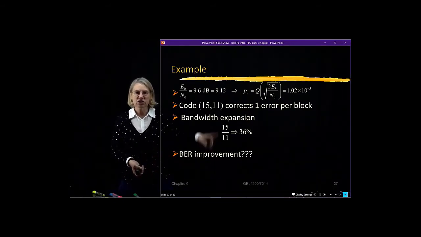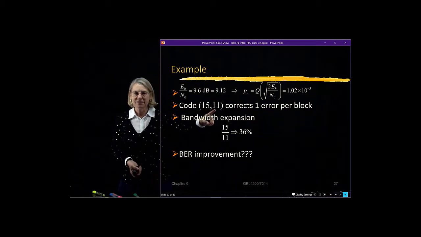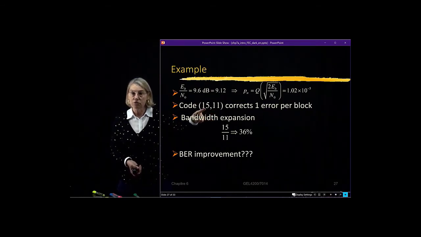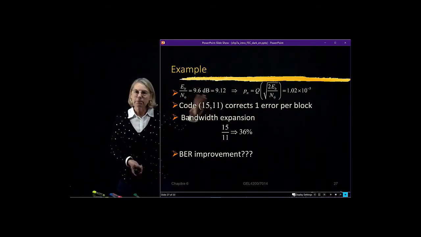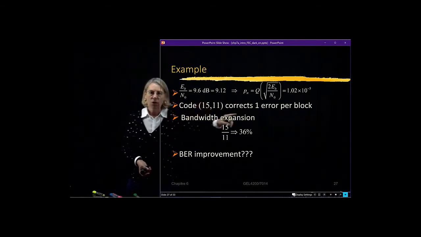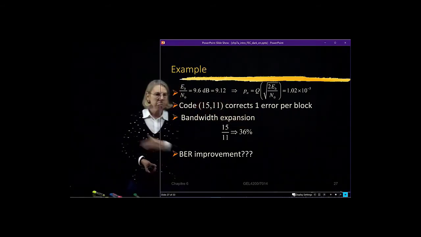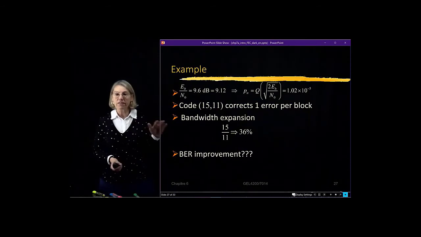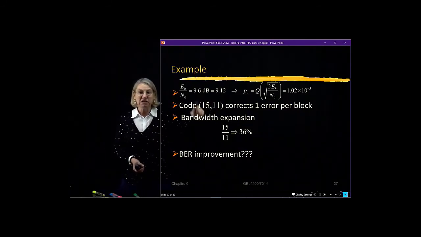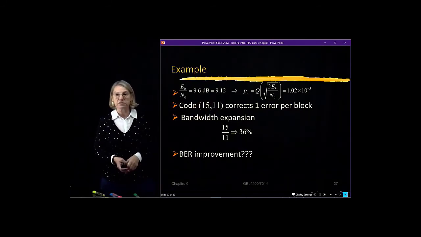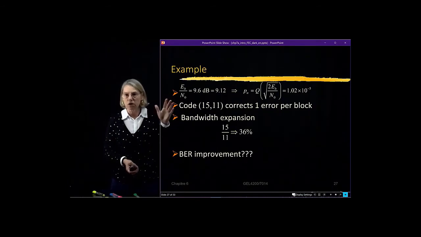It turns it into 11 data bits. It turns into 15 coded bits. And my little magic forward error correcting code, whenever there's only one error in the block, I fix it. Every time. Doesn't matter where that error is. If it's in any one of these 15 bits after it's transmitted, I'll find it, I'll correct it. That's the way this code works.